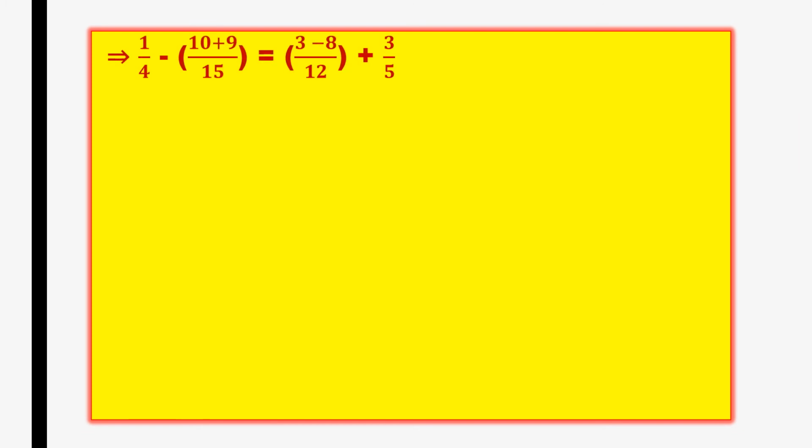1 by 4 minus 10 plus 9 is 19 by 15. 3 minus 8 is minus 5 because the bigger number has the minus symbol. So minus 5 by 12 plus 3 by 5. Again here there is subtraction, the minus symbol, and here the plus symbol between two rational numbers. So here also you should take the LCM and solve.